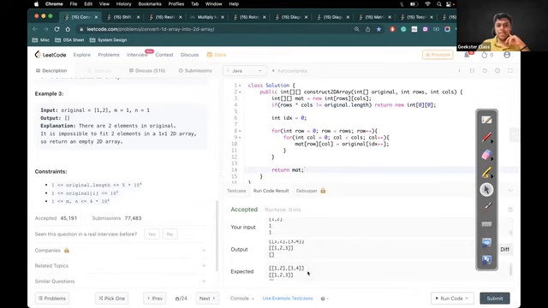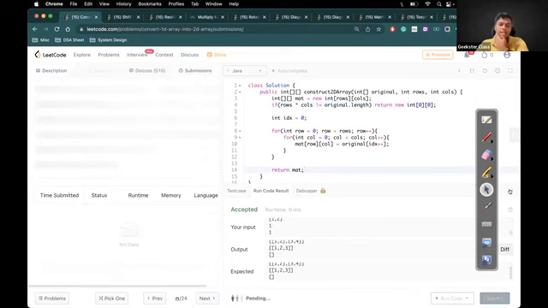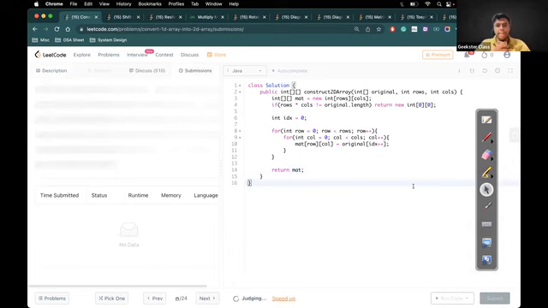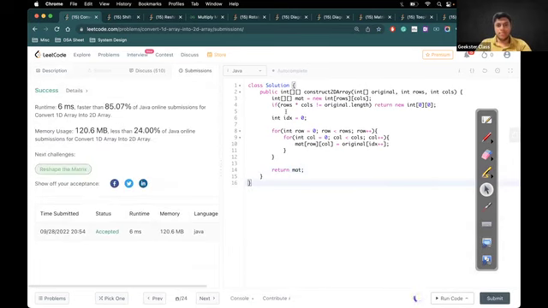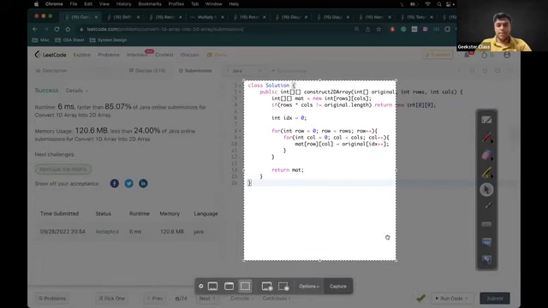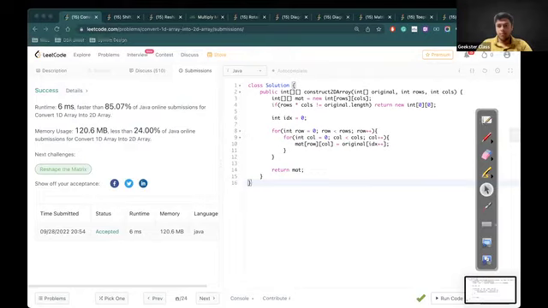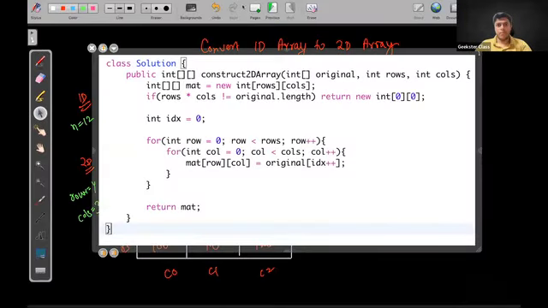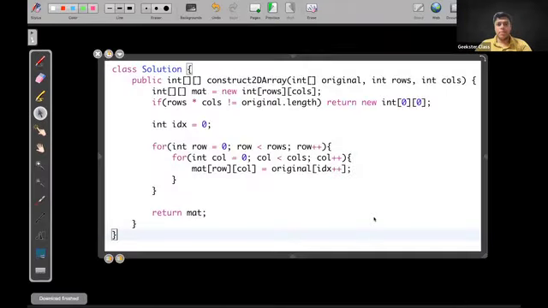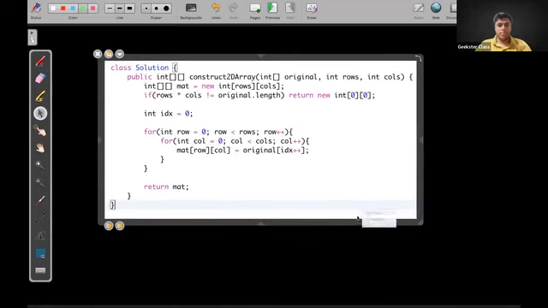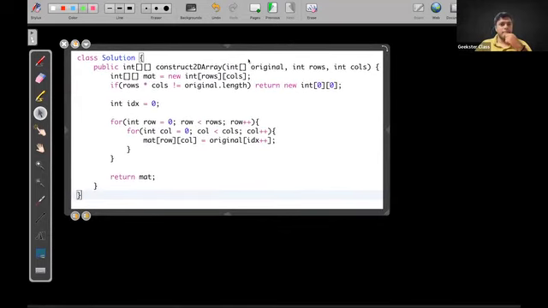Okay, now it is showing correct output for all the test cases. So let's submit. Is it clear to everyone? This first approach, is it clear? Easy problem? Easy problem? Yes or no?